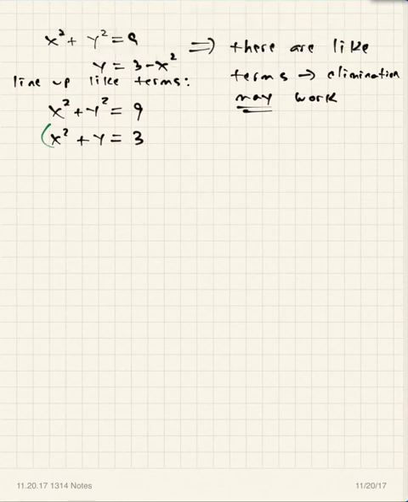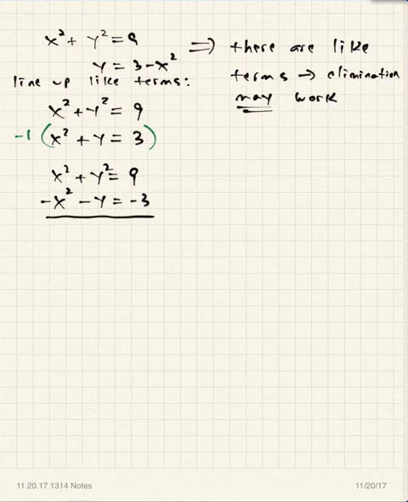So if I take the second equation and I multiply by -1, notice what happens here: the like terms now have opposite coefficients. One is a positive x squared and the other one's a negative x squared. And so I can, in fact, eliminate the like terms. Now be careful, the y's are not like terms. So when I add these equations together, the x squares drop out, but the y's don't drop out. You just get y squared minus y equals 6.